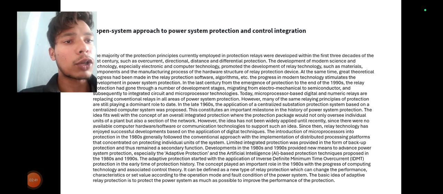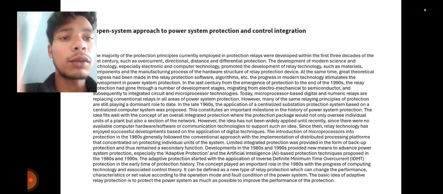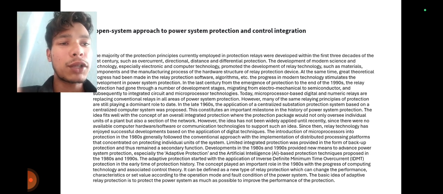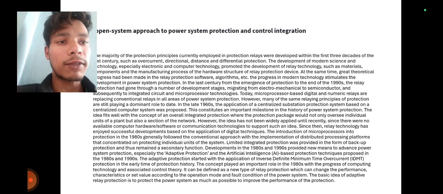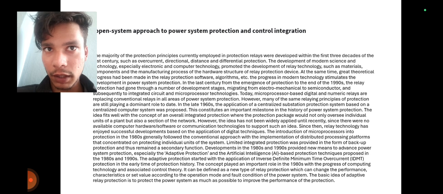The introduction of microprocessors into protection in the 1980s generally followed the conventional approach with the implementation of distributed processing platforms that concerned protecting individual units of the system. Limited integrated protection was provided in the form of backup protection and thus remained a secondary function.